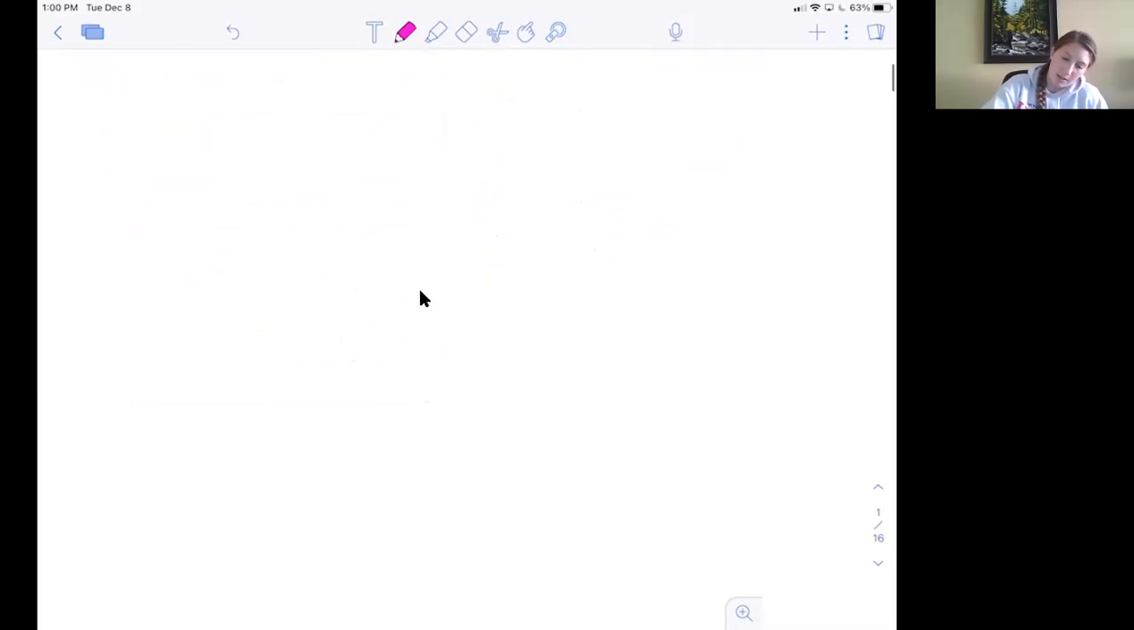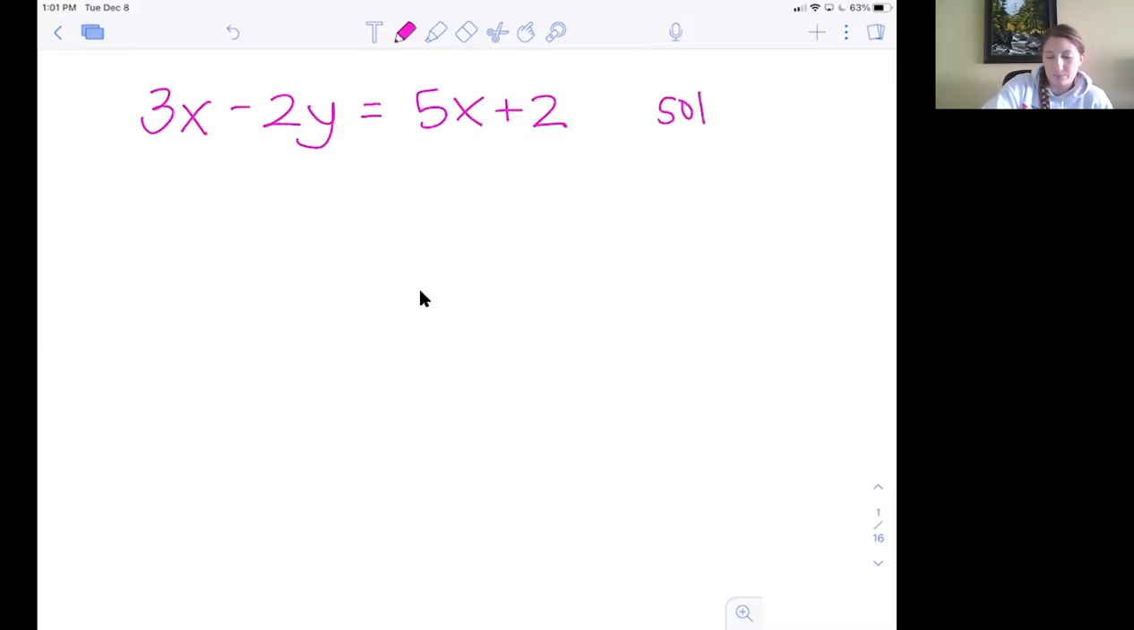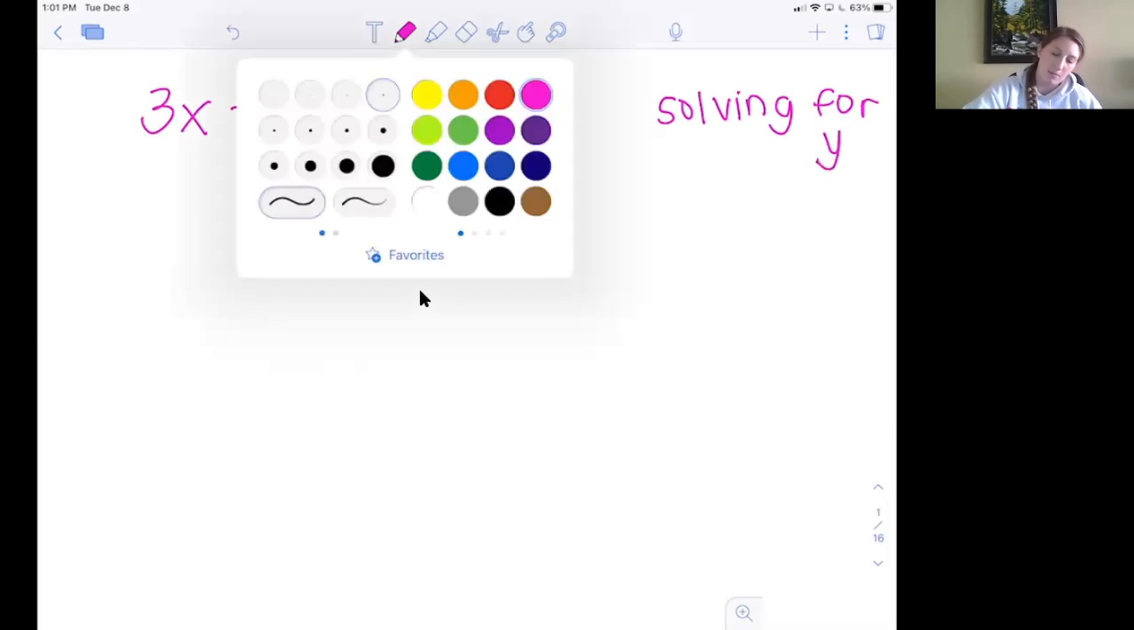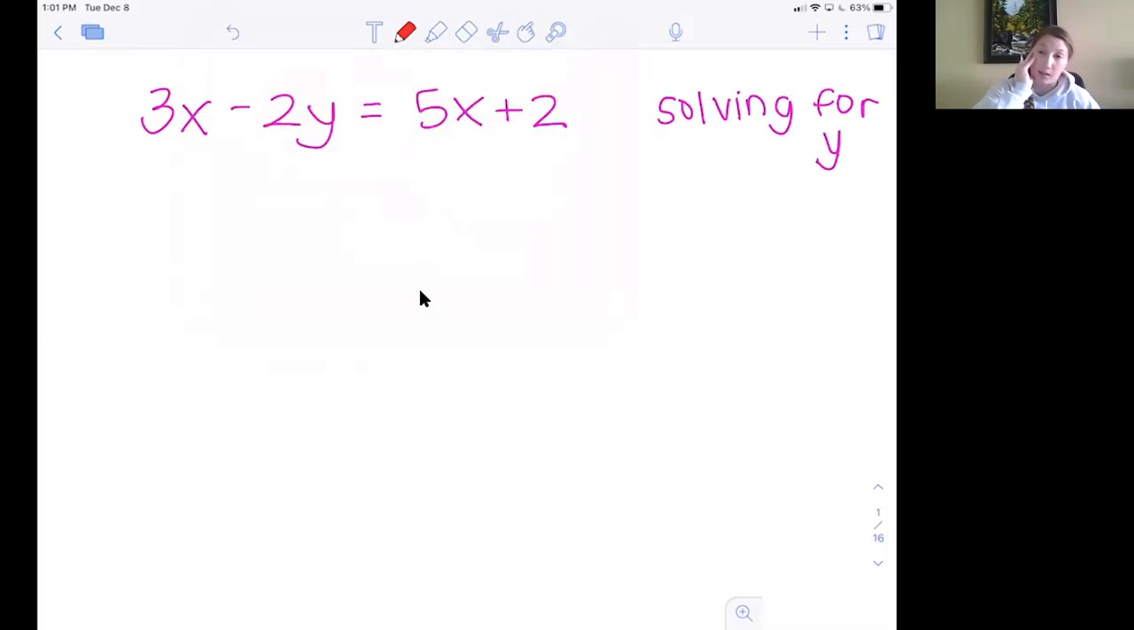So let's do one more that's more complicated. If I have 3x minus 2y equals 5x plus 2, and I'm solving for y. I'm gonna solve this in a way that I learned in junior high. That might be helpful. I was always taught to circle the equal sign and draw a line down the middle.